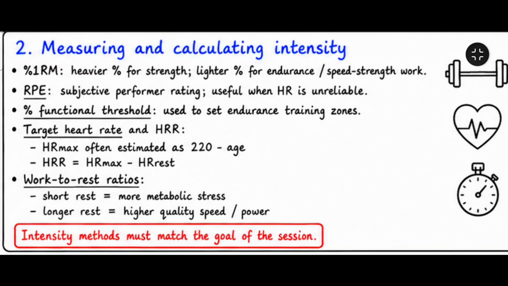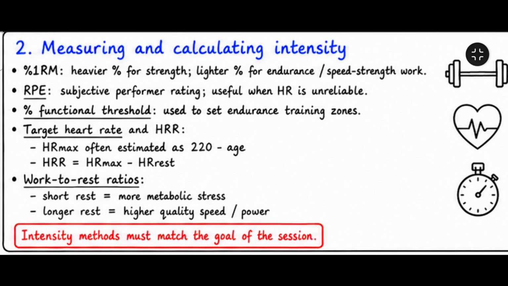Next, we've got work to rest ratios, which is very simple. It's a way of controlling the intensity of a session. Obviously, if you're using short rests, then that's going to place more metabolic stress on the performer, and longer rest periods are going to result in higher quality sets of exercise. So there's going to be high quality power and speed production.